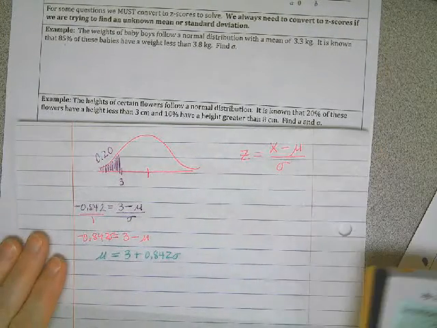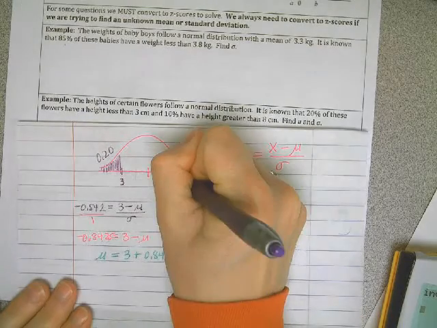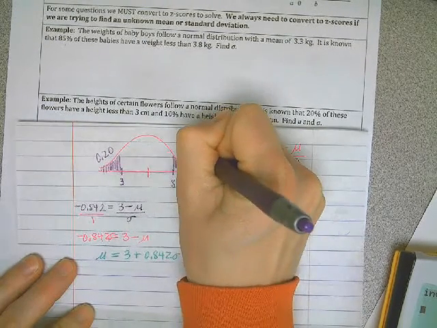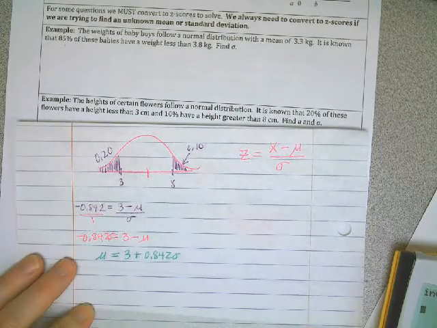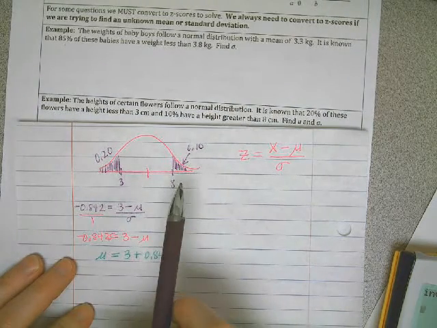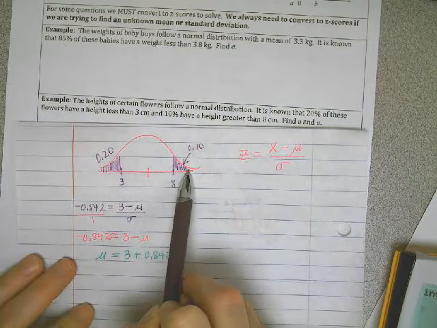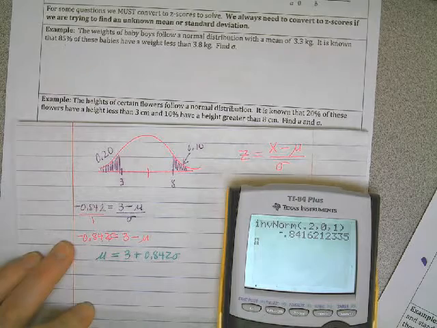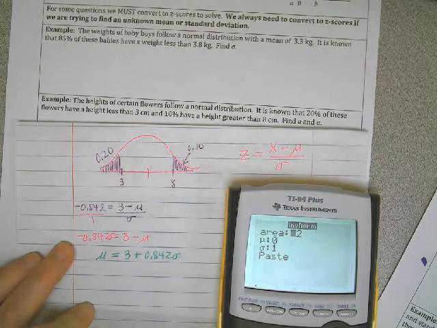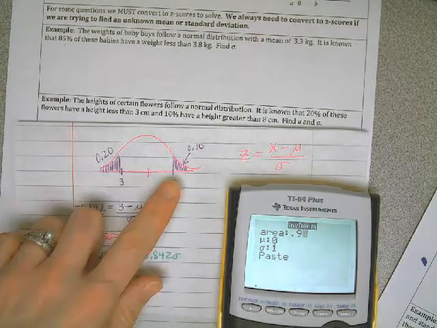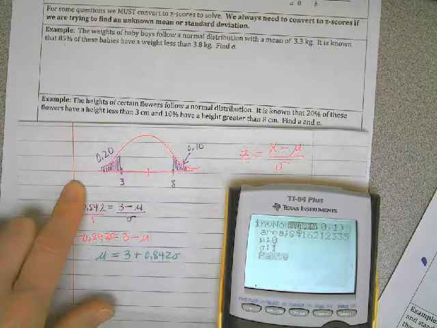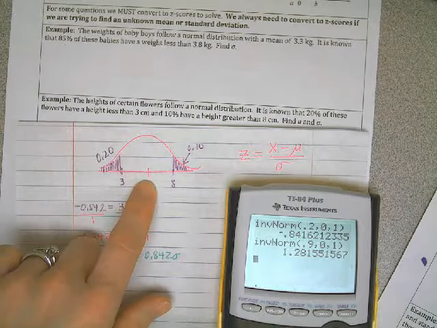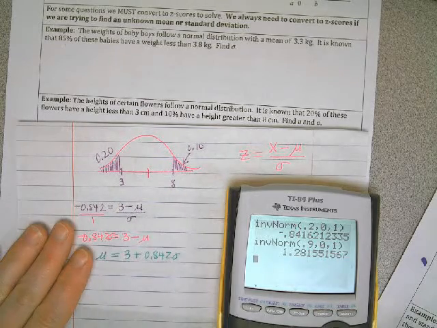This other side of the problem, I know that 10% of my population of flowers is going to be greater than 8 centimeters tall. Remember, your calculator doesn't calculate z-scores for greater than, but it will calculate them for less than. So I'm going to do second vars, and instead of 0.10, I'm going to use 0.9 because 90% are actually less than 8. I should get something higher than 0. So on the right side, I do get a 1.28.